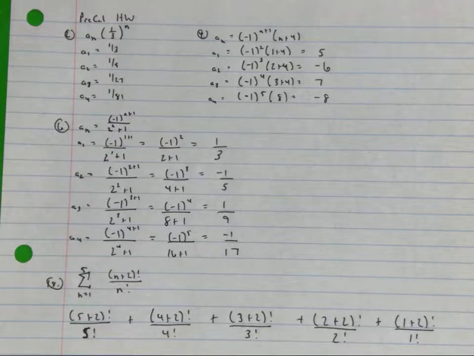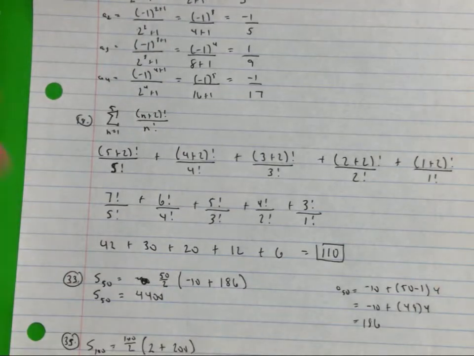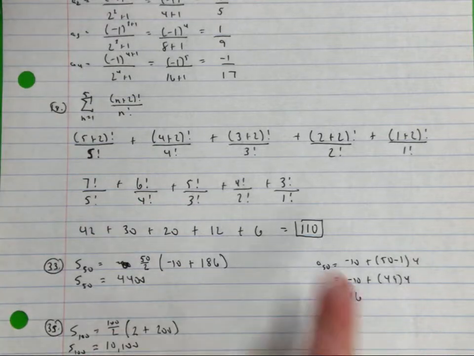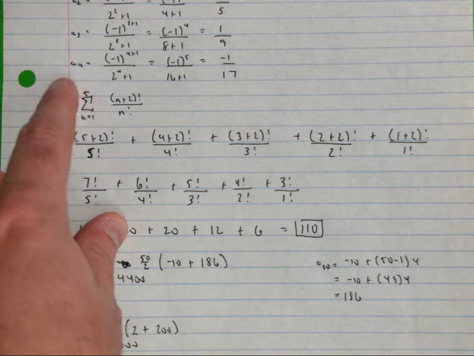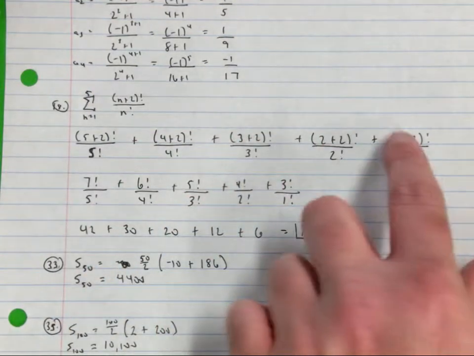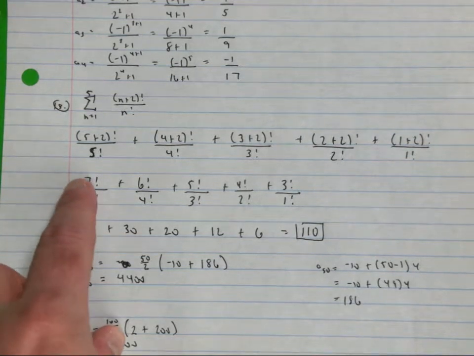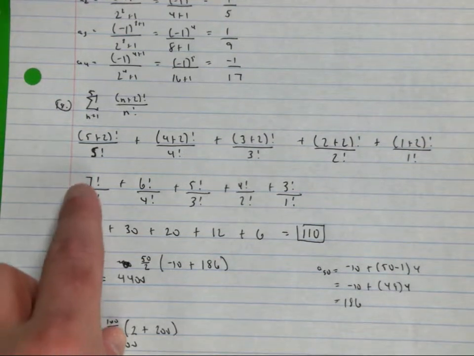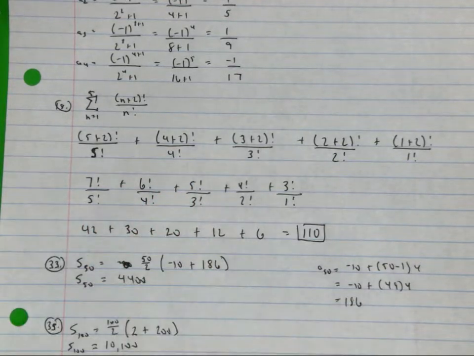Okay, let's move on to 18. A summation. I got 110. We're going from 1 to 5, so I had to plug 5 in: 5, 4, 3, 2, 1. I only had to do 7 times 6 here because the 5's cancel out, so I got 42. 6 times 5 is 30 because the 4's cancel out. 5 times 4 is 20. 4 times 3, and then 3 times 2 times 1. So I get 110.